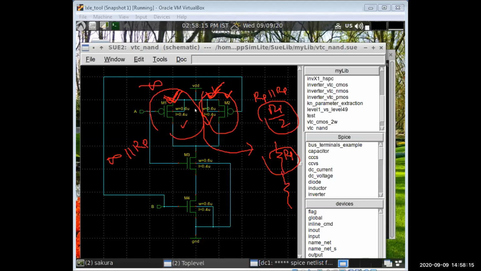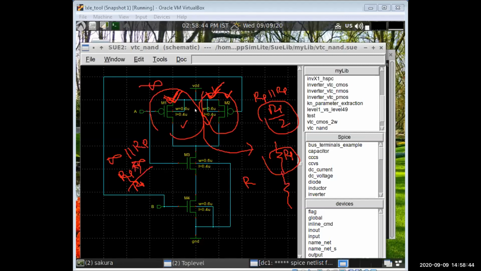1/0 is infinity. So only RP remains. Any big resistance in parallel with a small resistance, the value will always be the small resistance.